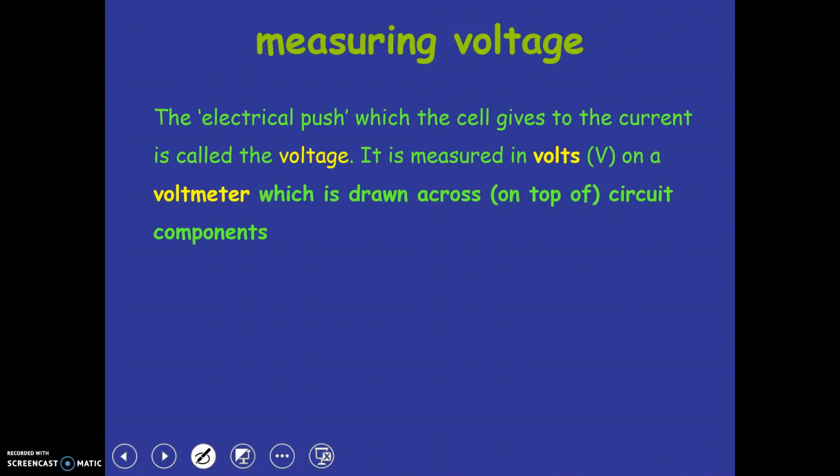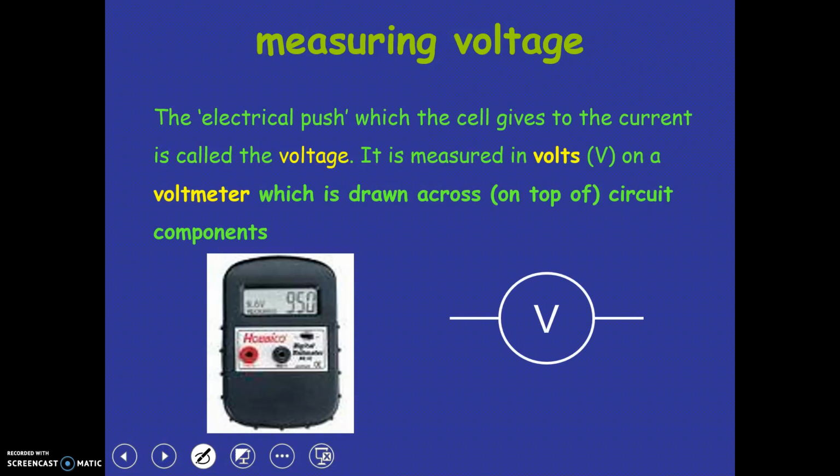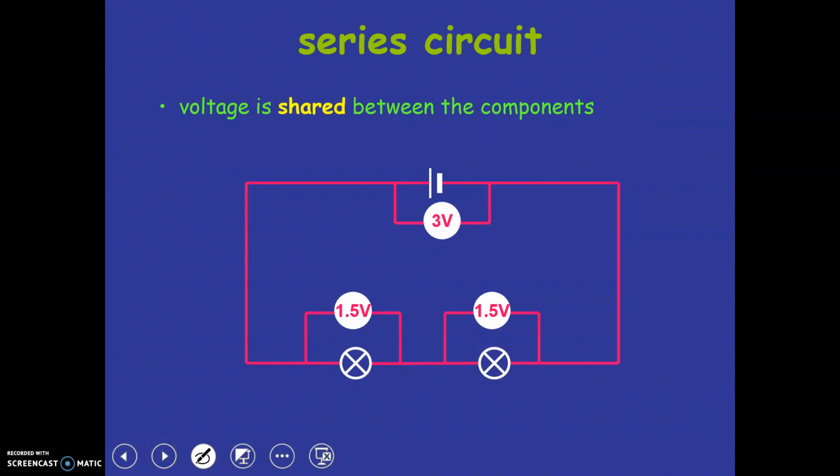Now we can look at voltage. So in a series circuit, voltage is going to be shared. If this battery had a power of 3 volts, it is going to share its voltage between each light bulb. So this light bulb would get 1.5 and the other one would get 1.5 as well. So in a series circuit, voltage is shared.